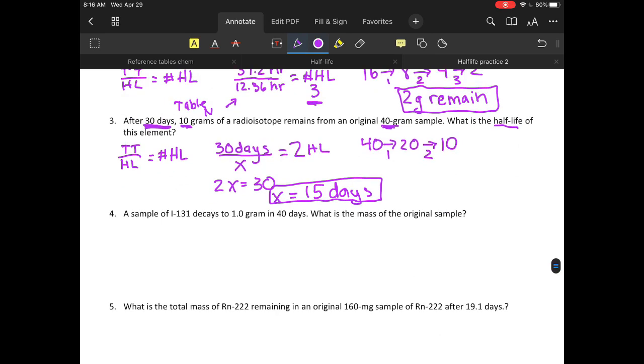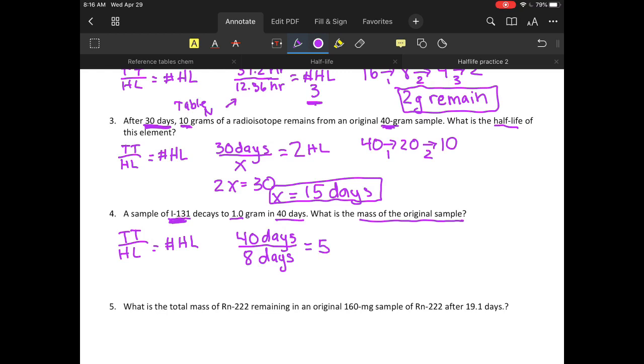Number 4. A sample of iodine-131 decays to 1 gram in 40 days. What is the mass of the original sample? Total time over half-life equals number of half-lives. So the total time was 40 days. I am given a radioisotope, so let me look that up on table N. And the half-life for iodine-131 is 8 days, more or less. So that means that the number of half-lives that have passed is, if I divide that, 5.